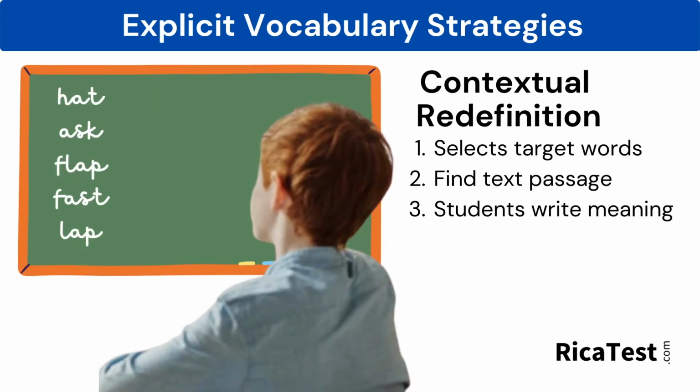In step 3, the teacher is with the students in the classroom. The teacher now presents the target words by either writing or projecting the words on the board. This is done in isolation, meaning in a list, and the students independently use their vocabulary notebooks to write the meanings of each of the words on the board. For example, here hat, ask, flap, fast, and lap. Now, if a child doesn't know the meaning of a word, they simply write, I don't know.